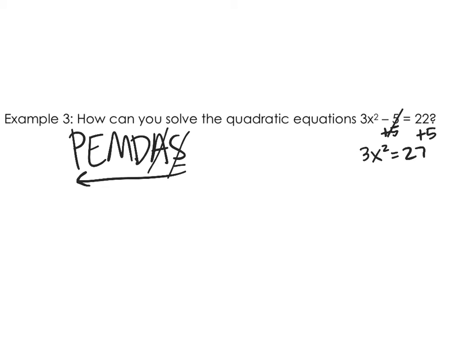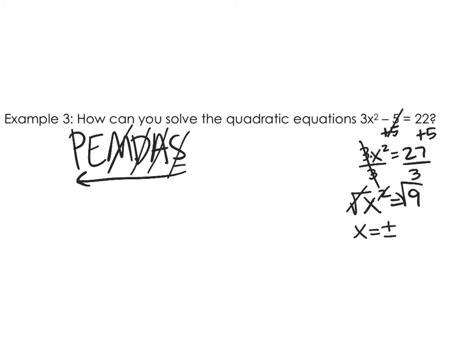I don't have anything that was added. I don't have anything that was dividing, but I do have something that's multiplying. So 3 times x squared, I'm going to get rid of it by dividing by 3, leaving me with x squared equals 9. Now that I got rid of that multiplying, I'm going to get rid of my exponents by square rooting on both sides. Getting rid of that squared, so I would have x equals, and I took the square root on both sides, so I need a plus or minus symbol. And the square root of 9 is 3.